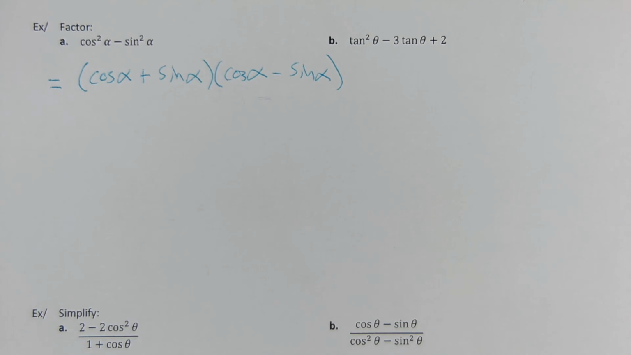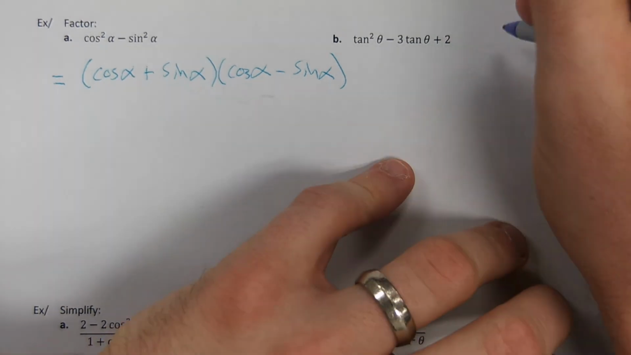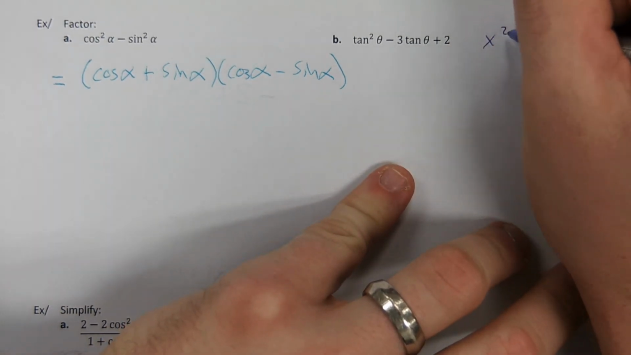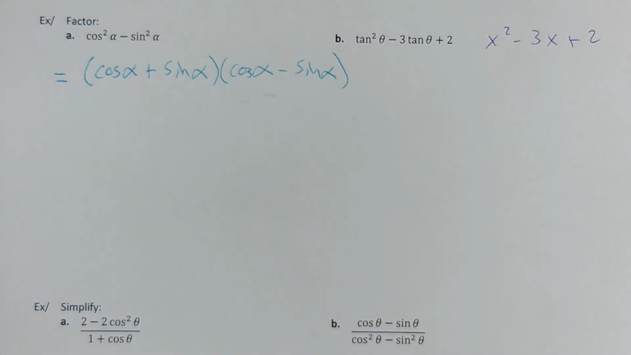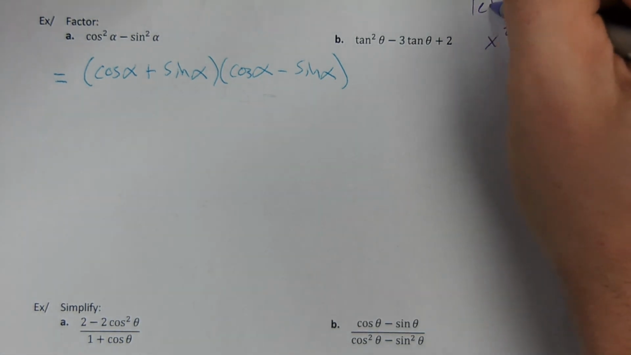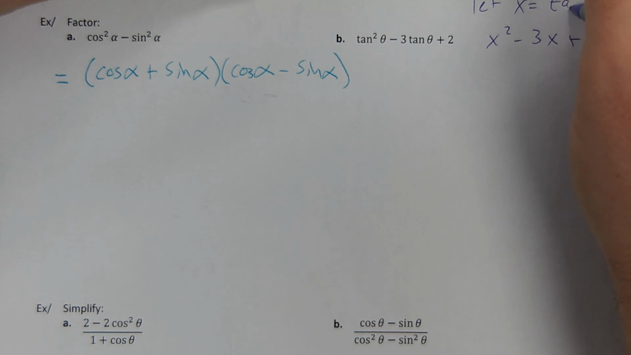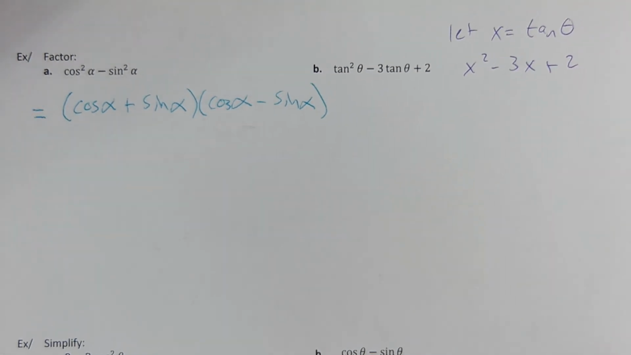Now for part B. A difference of two squares is always pretty easy. Now part B, this is like a trigonometric quadratic, if you want to think of it like that. Imagine, instead of what you see here, imagine it says x squared minus 3x plus 2. So we're basically just letting x equal tangent theta. If this helps, then do it, you know?